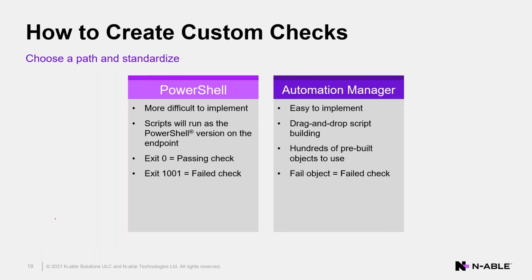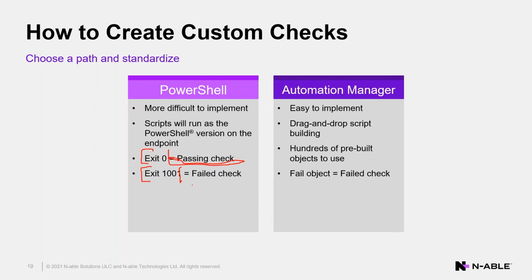Now, in your script, you will either add an exit 0 line or an exit 1001 line. These lines will be, well, obviously not this whole thing. That you won't need. It's just to explain what it does. Exit 1001 will tell the PowerShell environment that there's an error, and exit 0 means there's no error.